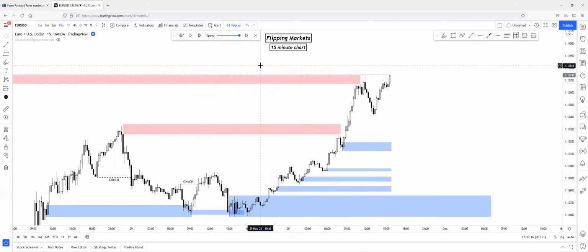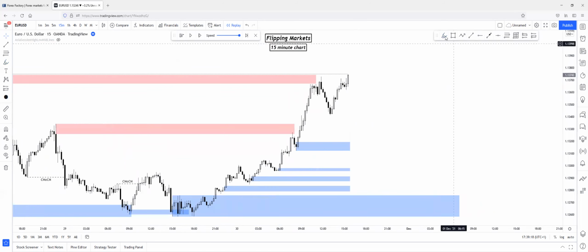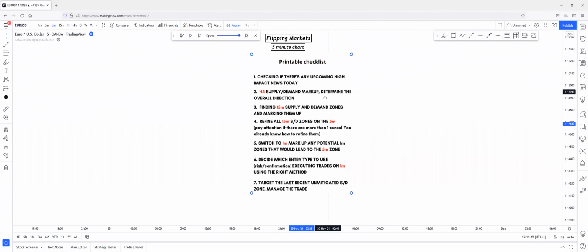So we marked out all of our 15-minute zones. Maybe we can mark this zone out also, but this will be inducement for the downer areas, for these areas. Okay, let's see the next step.